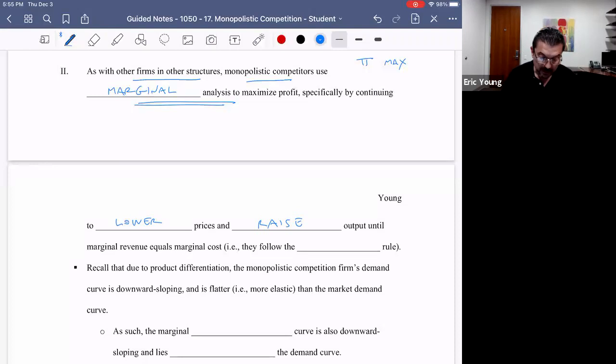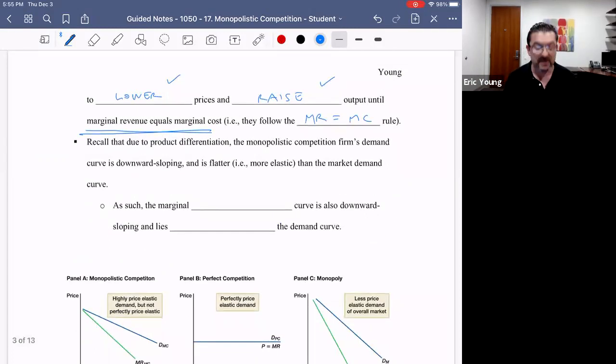Okay, so these firms are going to use marginal analysis. Specifically, they're going to lower their prices and raise their output, right? Increase the amount of stuff they're selling. And they're going to do that until they reach that magic point where marginal revenue equals marginal cost. In other words, my friends, just like PC, just like Monopoly, MC firms are going to follow the tried and true MR equals MC rule. Okay, let's now jump into the specifics.